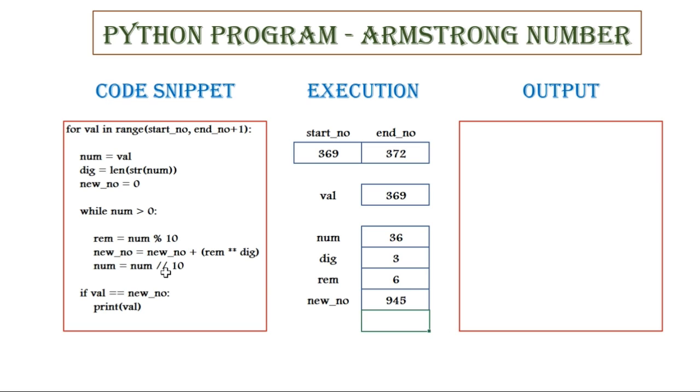Num equal to num floor division 10. So the value of num is going to be 3 now. Next, while 3 greater than 0, that is true. So the remainder will be now 3. And new number equal to new number plus the remainder to the power of 3. So 3 to the power of 3, which is 27. And that 27 will be added to this value.